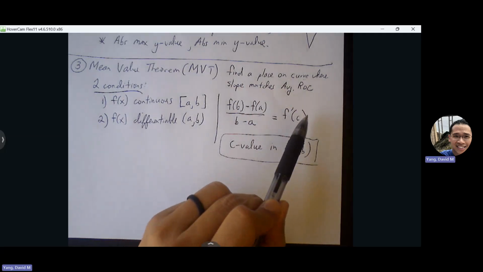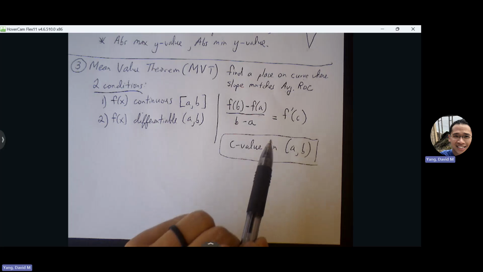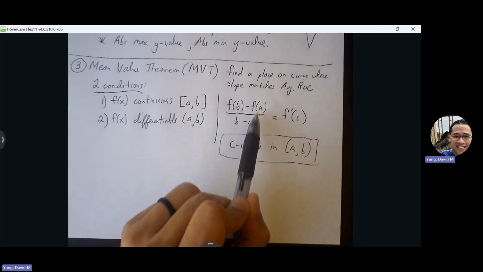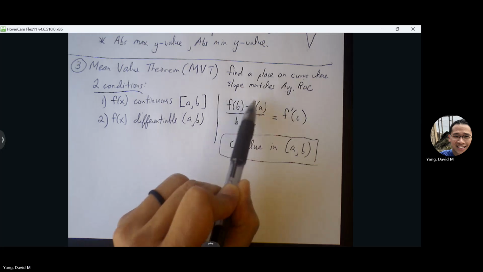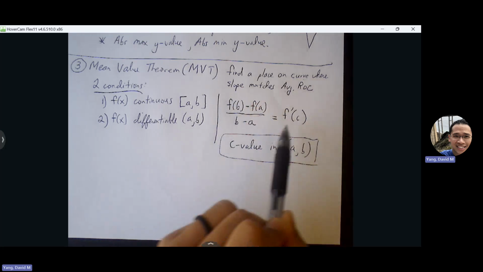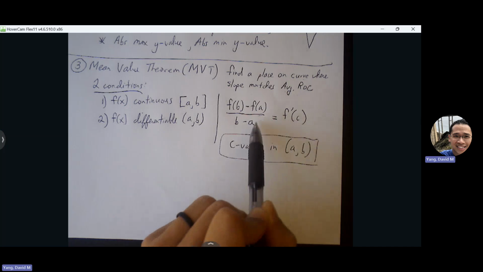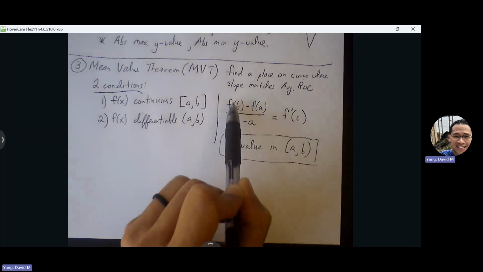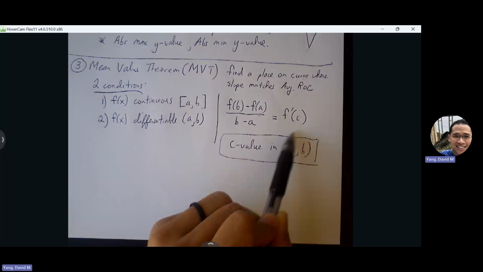So this is, at least on the quiz, I think the most labor intensive, because you have to spend the time to find your ordered pair at the endpoints, and you have to find the slope between the two endpoints, and then you have to find the derivative function, set them equal to each other, and solve for x. But everything is within this formula here.